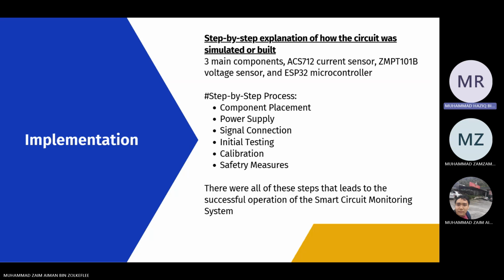The third one is signal connection, which is to connect the signal output from the voltage sensor to GPIO 35 and the current sensor to GPIO 34 on the ESP32. These are ADC inputs, analog to digital conversion, which convert the analog voltage to a digital value for processing. Also connect the common ground between the ESP32 and the sensors to ensure stable operation.